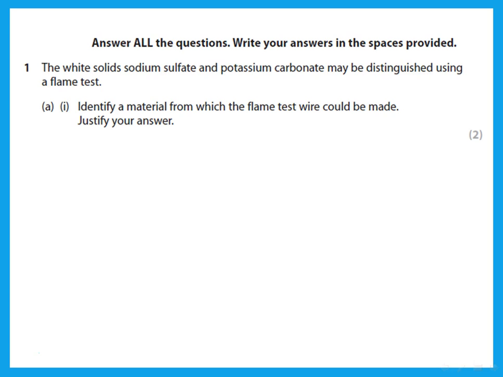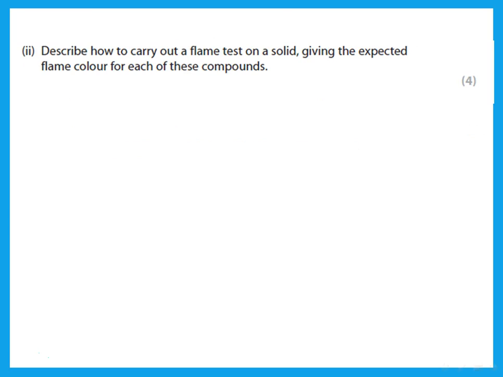Edexcel Chemistry. So the first question was: the white solids, sodium sulfate and potassium carbonate, may be distinguished using a flame test. Identify a material from which the flame test wire could be made. Remember, when we're doing the flame test, the wire should be made of something like platinum because it is inert and it has a high melting point, so it will not melt in the flame.